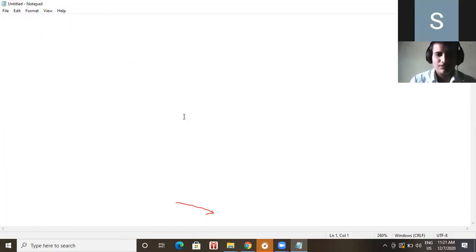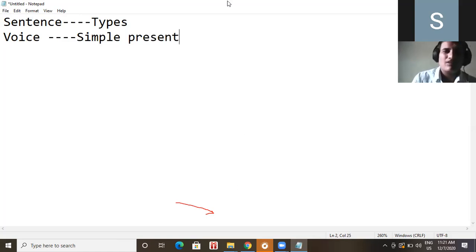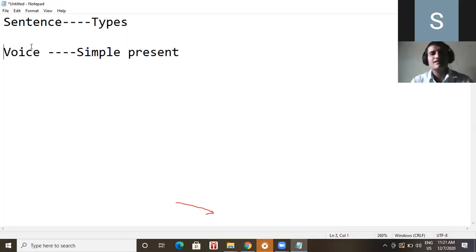These are the examples. We have to discuss what a sentence is, and how many types of sentence there are, and its types. Why is it in simple present tense? In simple present tense only we have discussed. There are a lot of tenses.